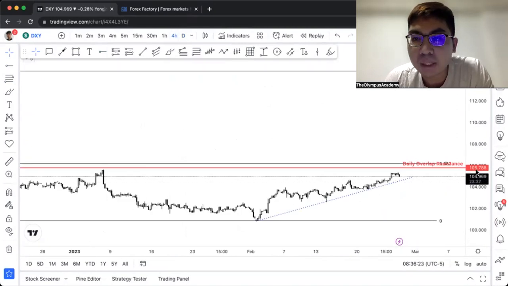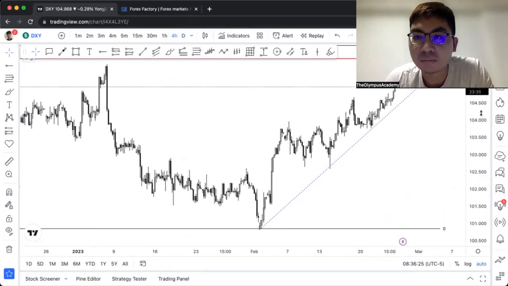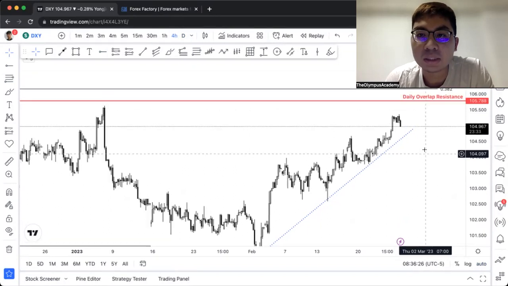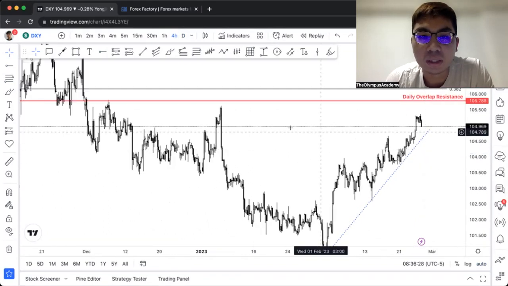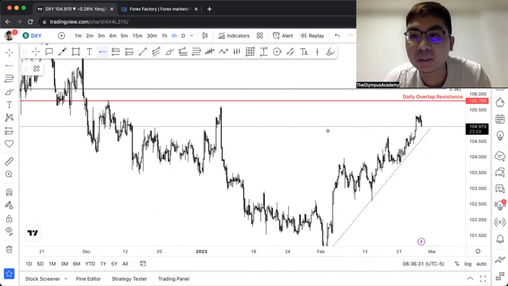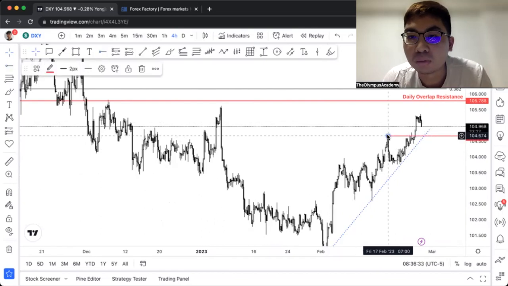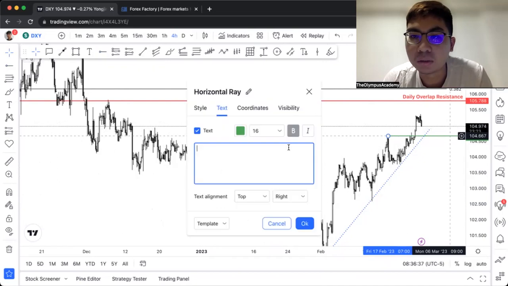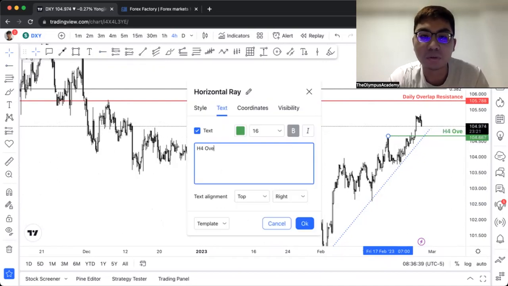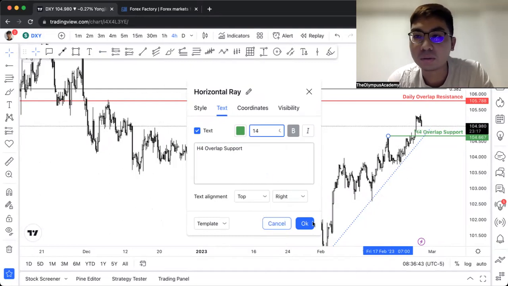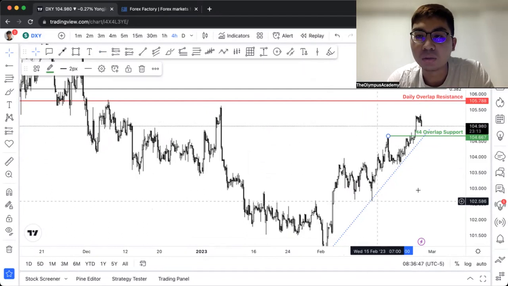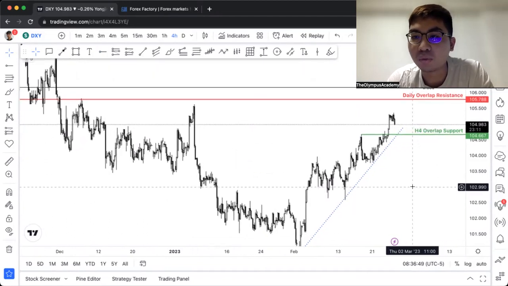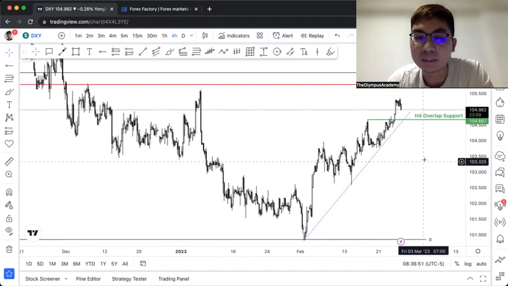Looking back at the H4 chart, you notice that price can potentially come back down towards this nice little overlap support area. I'll label this now as the H4 overlap support area. So looking for price to potentially hit towards that area, it's at 104.667.